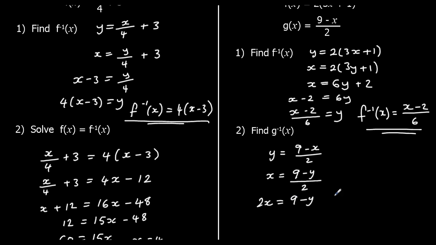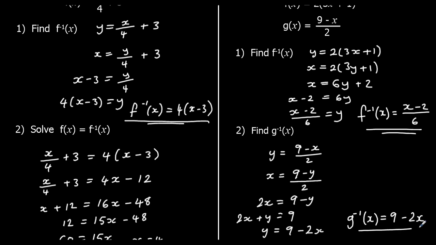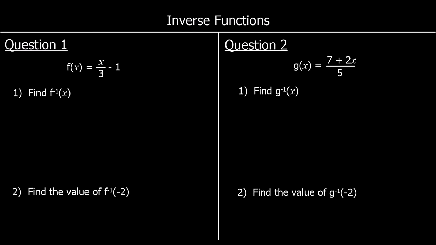If we add y to both sides, we'll have 2x plus y equals 9. And then subtract 2x from both sides. So y is 9 minus 2x, or g inverse of x is 9 minus 2x. To finish up, we've got some questions here. Pause the video and give them a go.